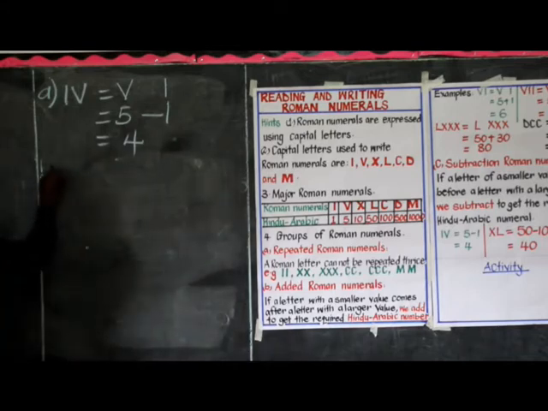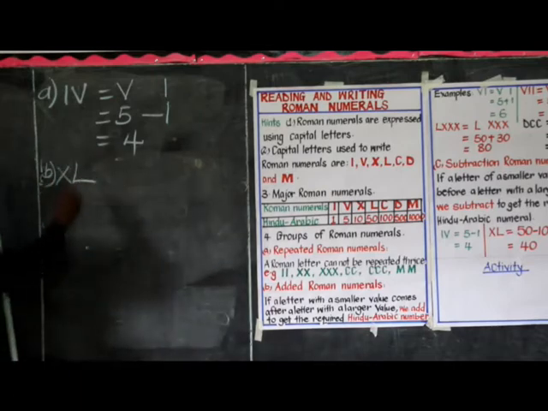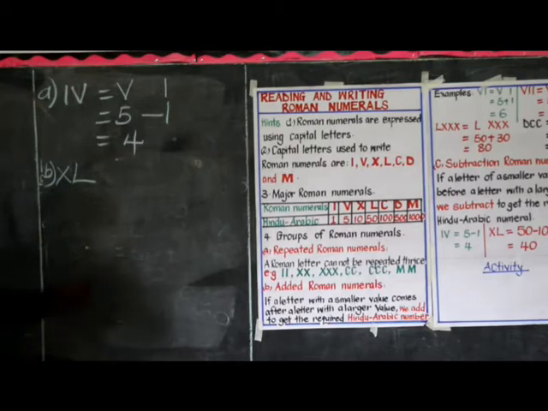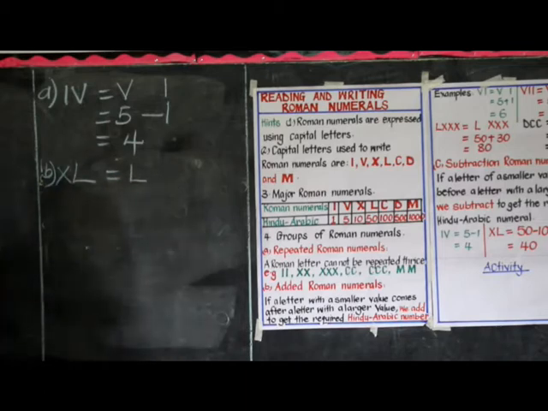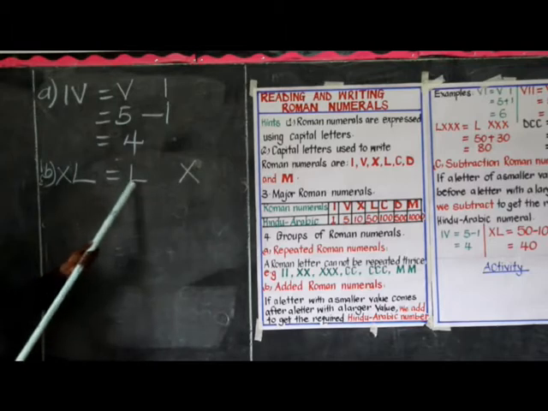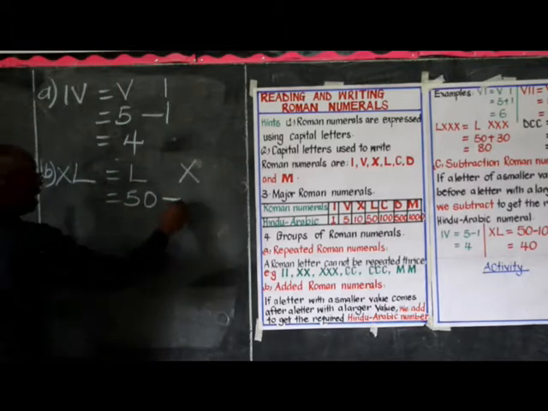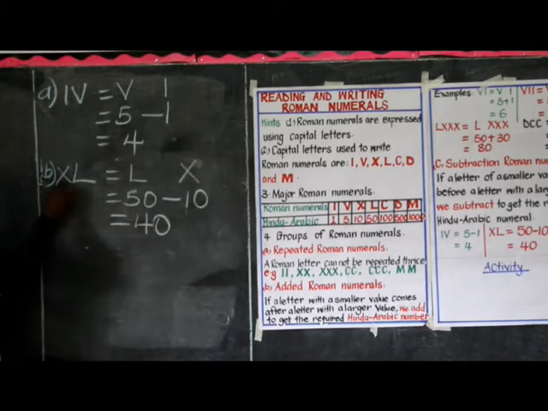Then you go to another example. Another example is XL. Again, X is of a lower value than L. So to get what they mean by XL, you get that letter which is of a higher value, L, and subtract off that letter which is of a lower value, which is X. L is what? 50. And X is what? 10. So meaning that XL is 40.